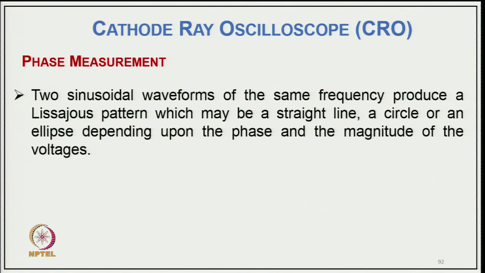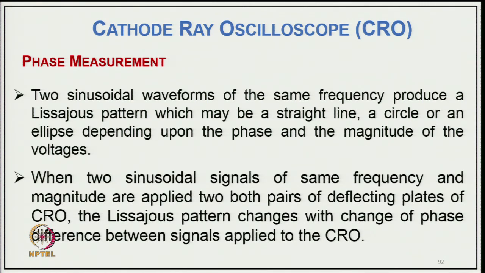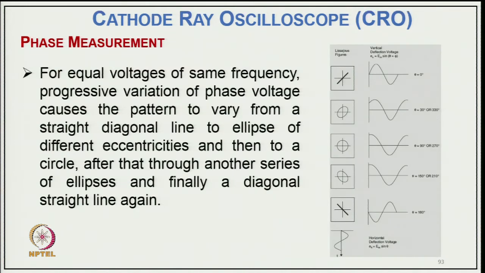Coming to phase measurement: two sinusoidal waveforms of the same frequency produce a Lissajous pattern, which may be a straight line, a circle or an ellipse, depending upon the phase and the magnitude of the voltages. When two sinusoidal signals of the same frequency and same magnitude are applied to two pairs of deflecting plates of the CRO, the Lissajous pattern changes with the change of phase difference between the signals. So, for equal voltages of the same frequency, progressive variation of phase causes the pattern to vary from a straight diagonal line to ellipses of different intensities, then to a circle, then through another series of ellipses, and finally to the diagonal line again.